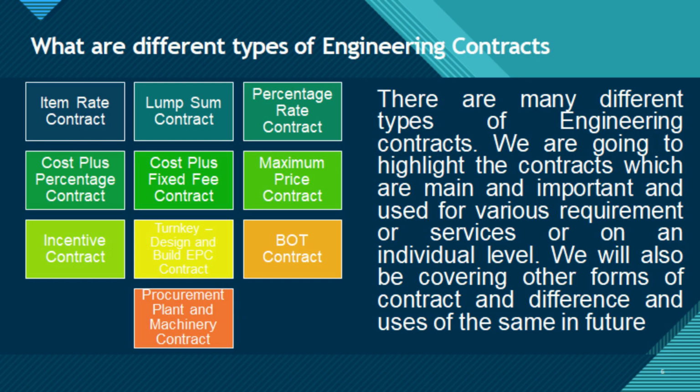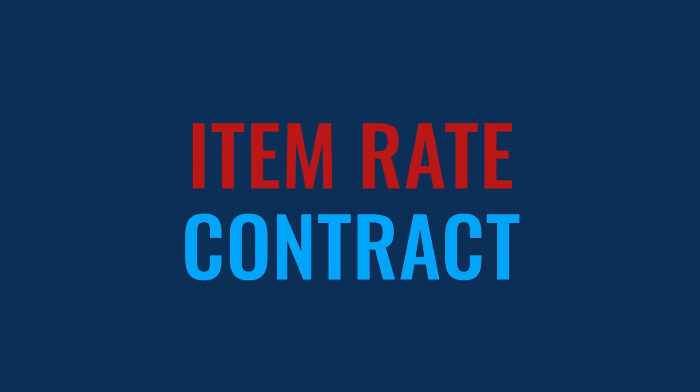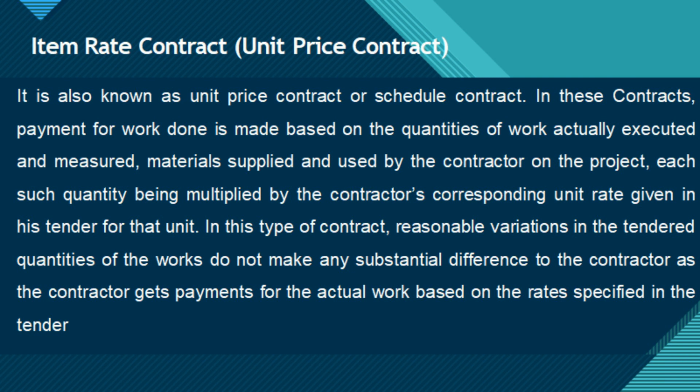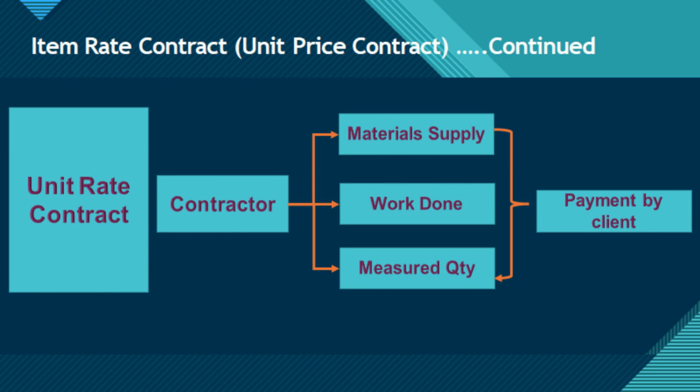There are many types of contracts which has been used by different business. Particularly for this video we have listed main types of contracts which are mostly used for engineering projects. Item rate contract. Item rate or unit price contract. In these contracts, payment of work done is based on the quantities of work done on site and contractor's rate given during tender for that particular unit. The contractor gets their payment based on the quantity of work done and rate specified for that unit or works.